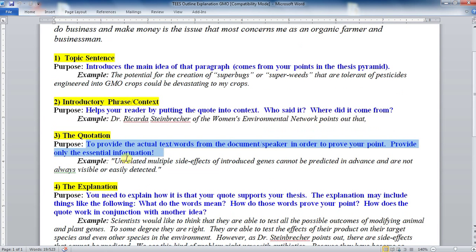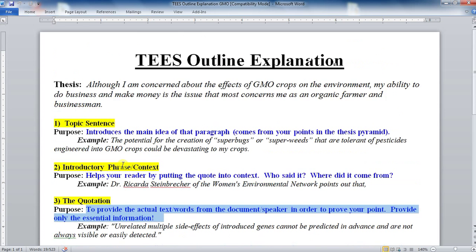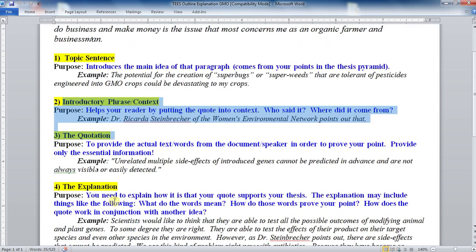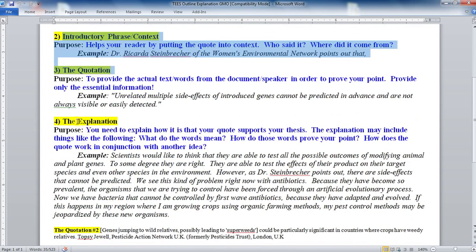So in this case, we've got this quote: "The unrelated multiple side effects of introduced genes cannot be predicted in advance and are not always visible or detected." So that's my quote. So for the TEES, we've got topic sentence, we've got our evidence, which has got the intro phrase and the quote, and then the next E, as I said, is the explanation.